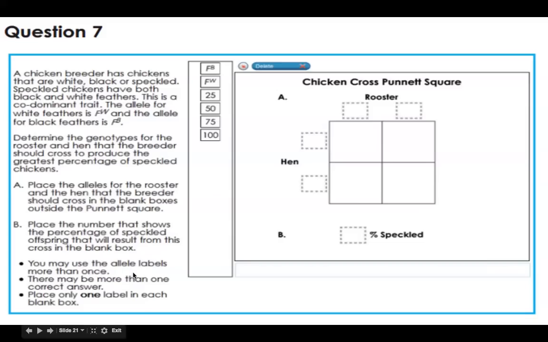And it says you may use the allele labels more than once. There may be more than one correct answer. Place only one label in each box. So again, I can't do this because this is just a picture, but on the test you would actually be able to grab this and drag it over to one of these boxes. So take a moment and make a mental prediction, and if you need to, feel free to write it down. What do you think would make the biggest percentage of offspring be speckled? That means they have the black feather gene and the white feather gene.